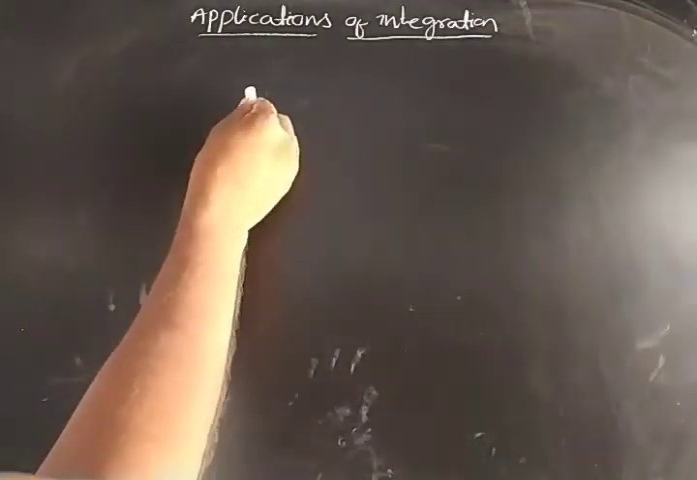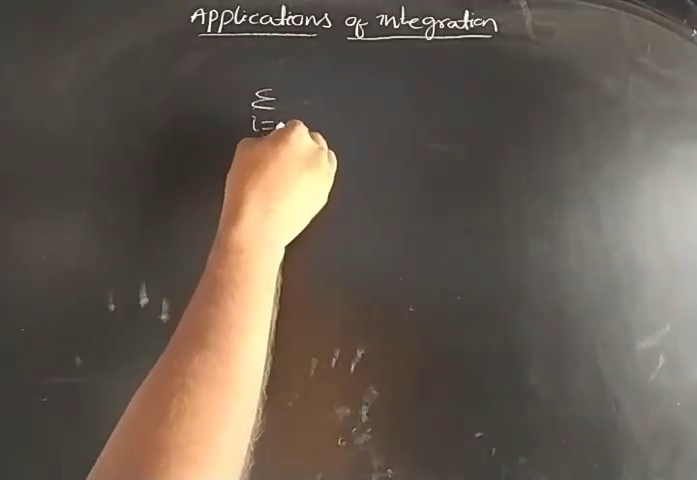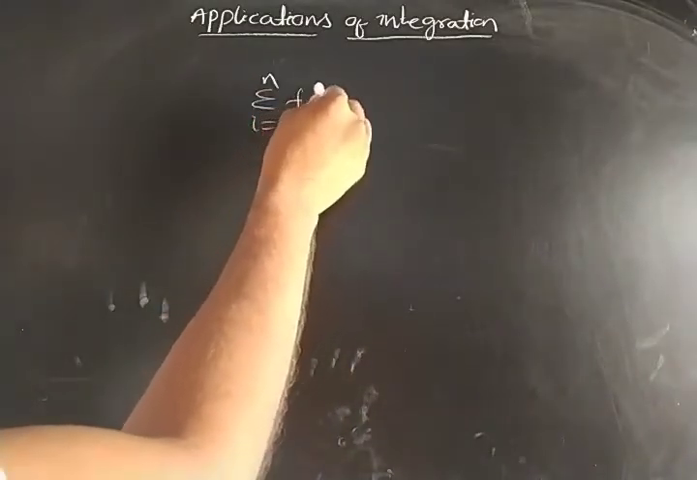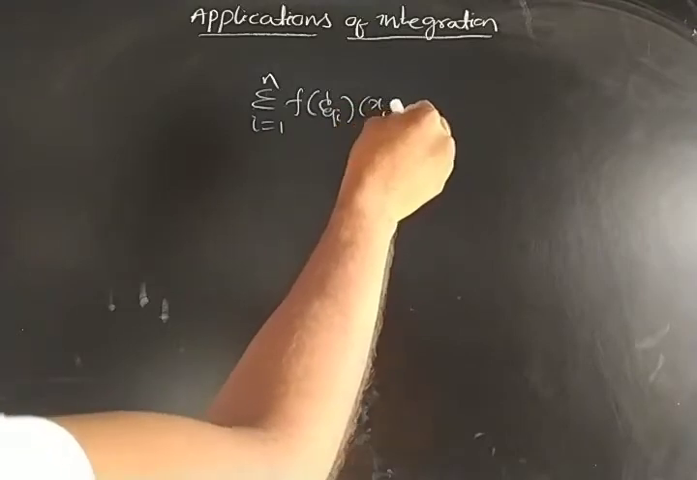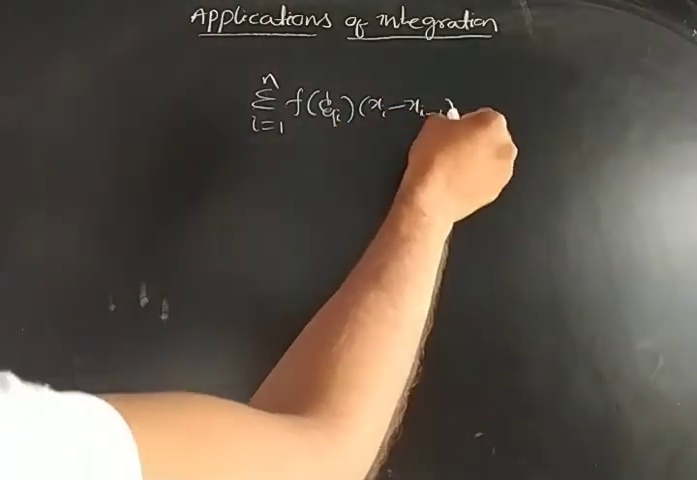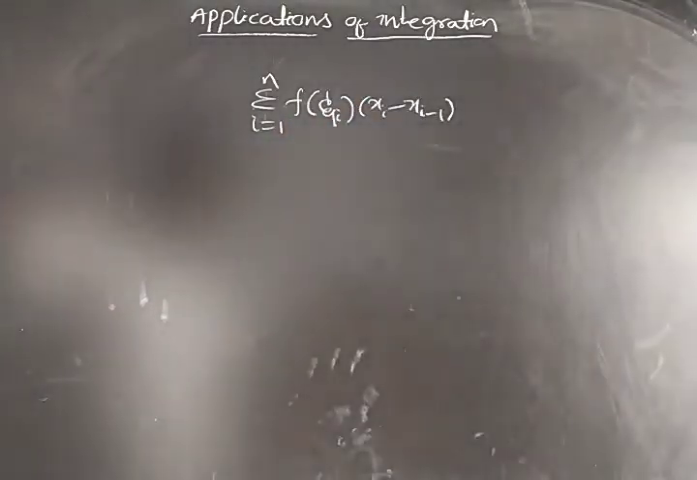Good morning, students. Yesterday we studied Riemann integral and what is Riemann sum. So what is Riemann sum? In the Riemann sum, the summation i equal to 1 to n of f of zeta i into delta x i is known as Riemann sum.